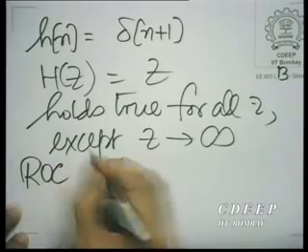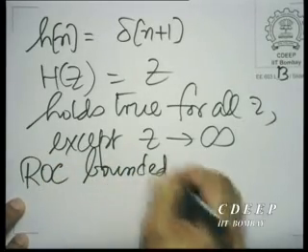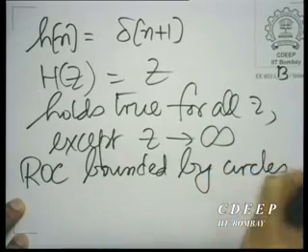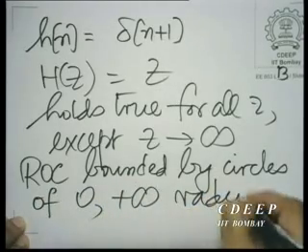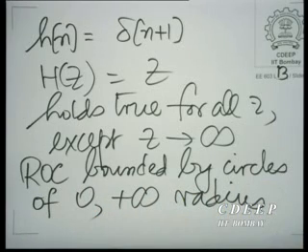So the ROC is again bounded by circles with 0 and plus infinity radius. Very interesting. So here we have all of the Z plane included, the same boundaries. The boundary Z equal to 0 or R equal to 0 is included in the region of convergence, but the boundary, the circle with infinite radius, is not included.